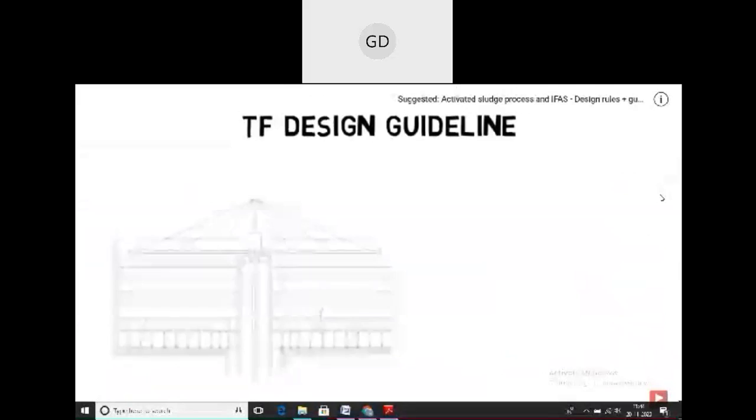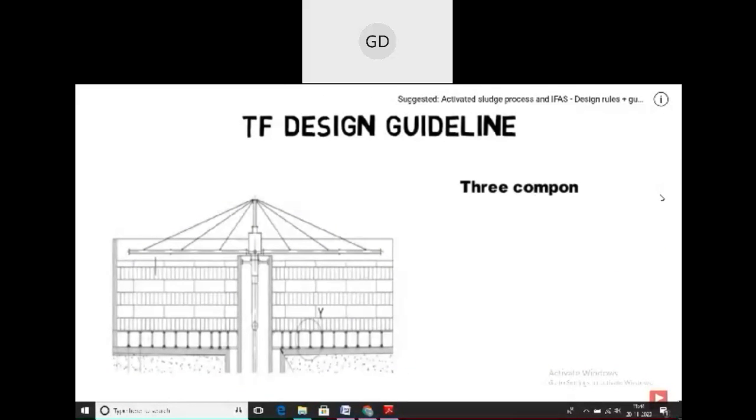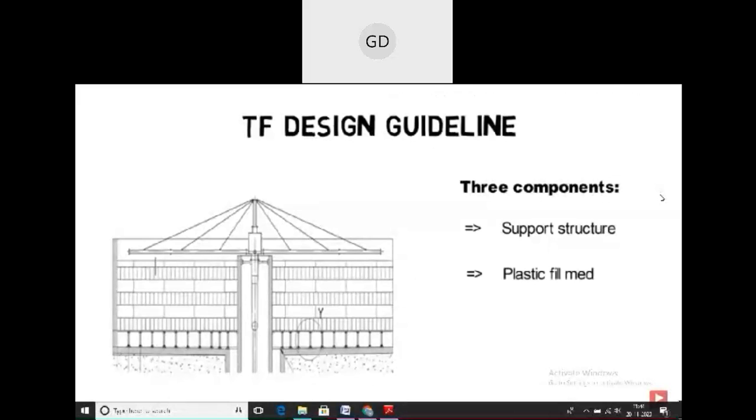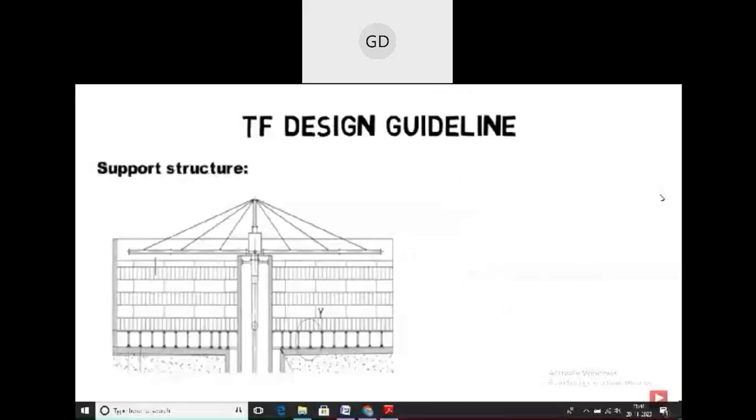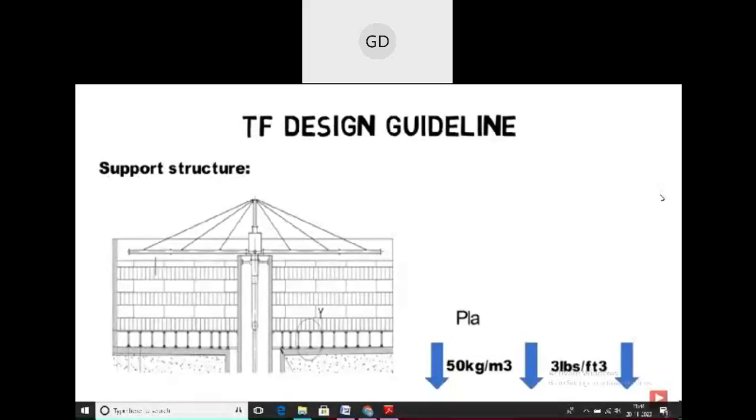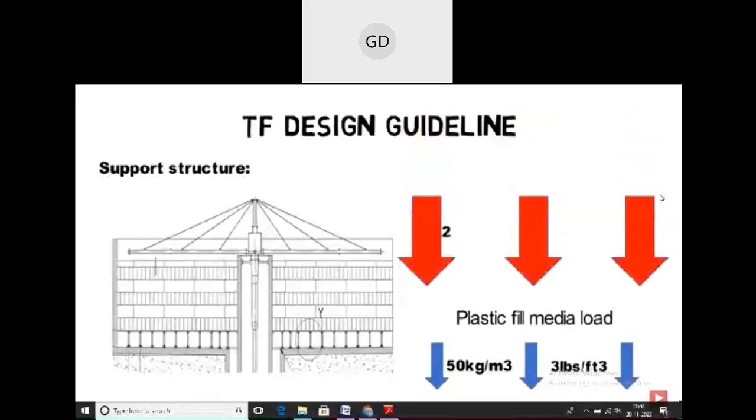For the design of trickling filters, three components are very important: the support structure, plastic fill media layers, and the rotary distributor. The support structure has to withstand high vertical loadings of up to 50 kilograms per cubic meter, 3 pounds per cubic foot of plastic film media, plus up to 250 kilograms per cubic meter, 15 pounds per cubic foot for attached sludge and water inside the film media packs.